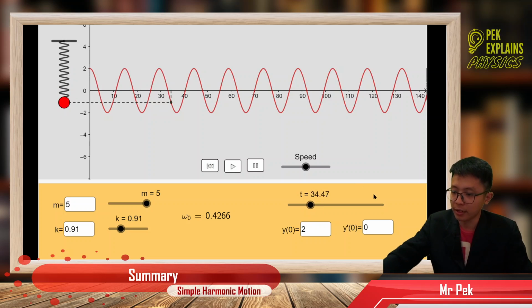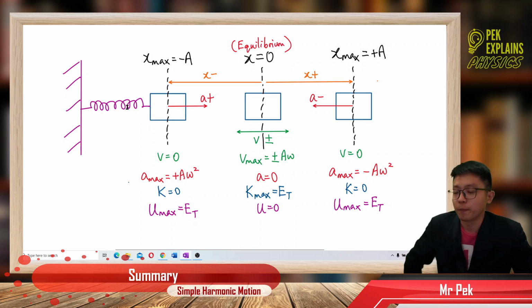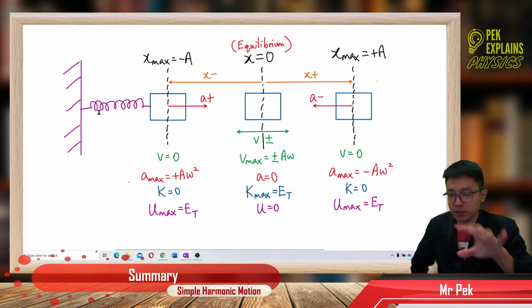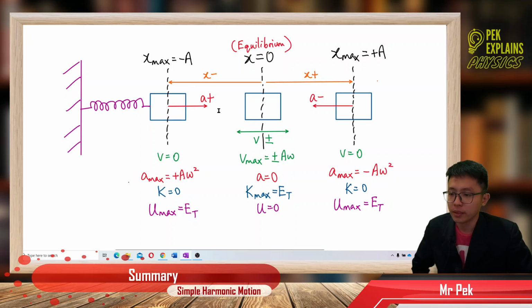All right, now let's look at my notes. I just reverted this spring mass system to a horizontal oscillation. Actually, vertical and horizontal are the same. So the center is the equilibrium, and at both ends it is the amplitude. At the center is equilibrium, x equal to 0.